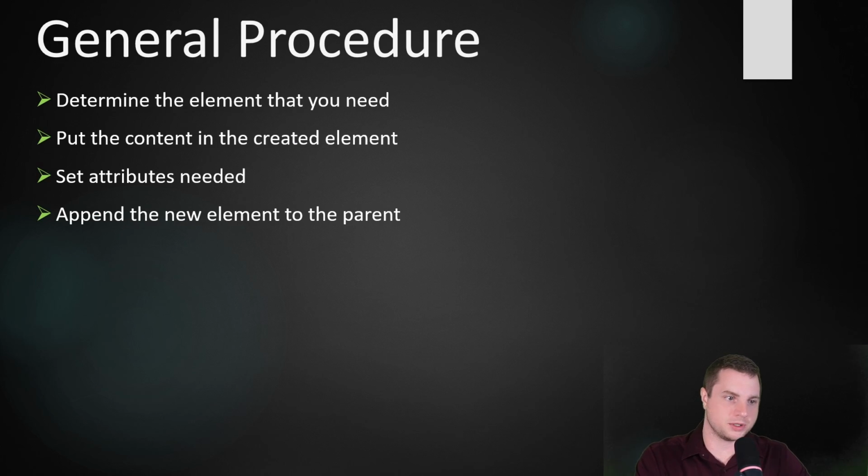Okay, general procedure. Determine the element you need, obviously. Some of the HTML tags have different attributes that you can append to them. Depending on which attribute you need, you might have to use that tag. Put the content in the created element. If you have a paragraph, you need to put some text in that paragraph. Makes sense. Set the attributes needed. If you need to give it an ID or a class, you go ahead and do that. And then you append the new element to the parent.